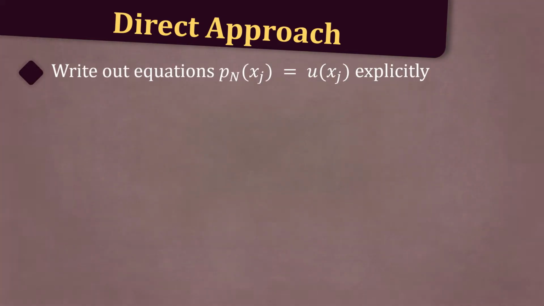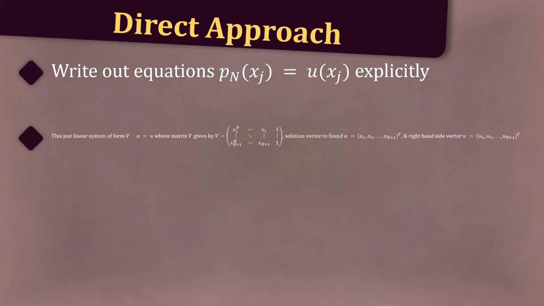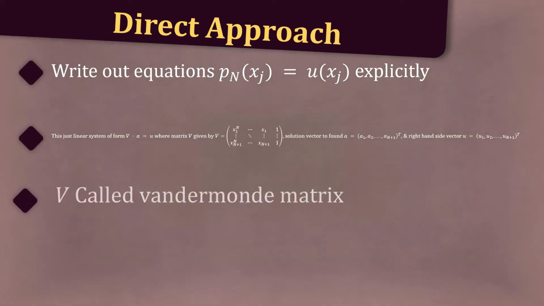Now, let's discuss the direct approach. In a direct approach, we simply write out the equations p_n(xj) = u(xj) explicitly. But this is just a linear system of the form V a = u, where matrix V is given by this matrix, the solution vector to be found is given by this matrix, and the right hand side vector u is given by this matrix. The matrix V is called the Vandermonde matrix.